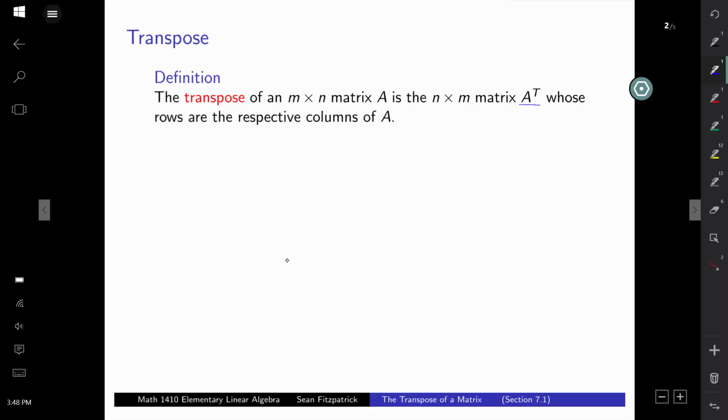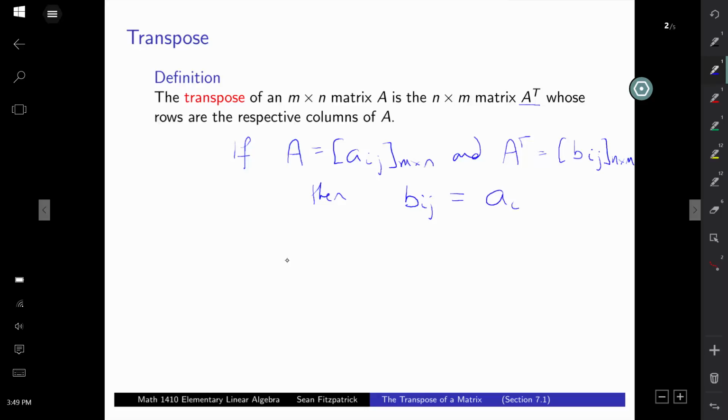And so one way to do this is to say that if A looks like, say, a_ij, m by n, and A transpose is some matrix with entries, let's say, b_ij, n by m, then b_ij is equal to a_ji. So switching rows and columns amounts to just switching the indices.